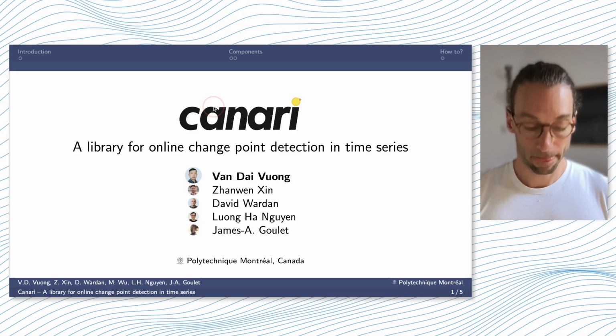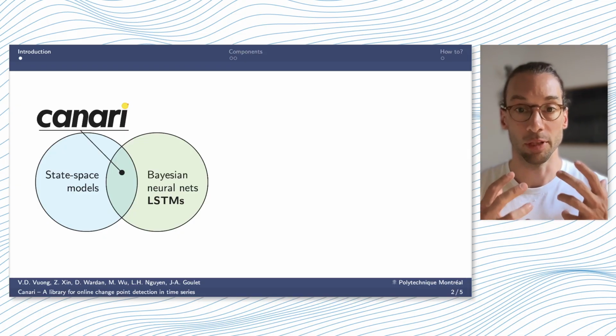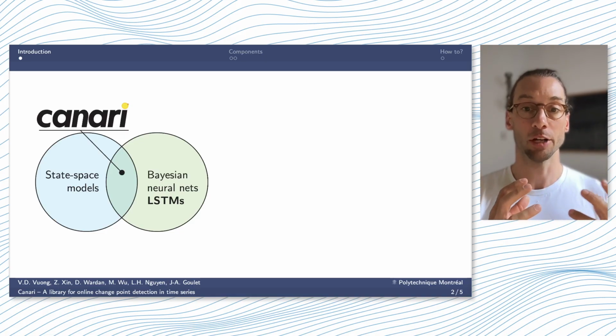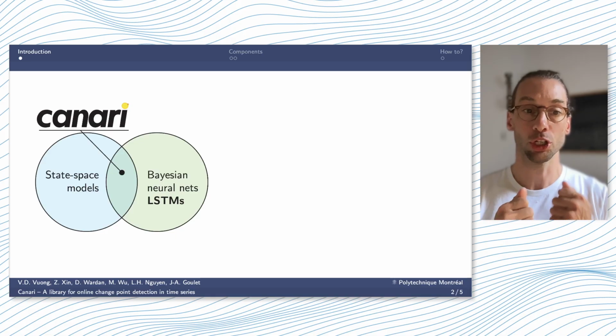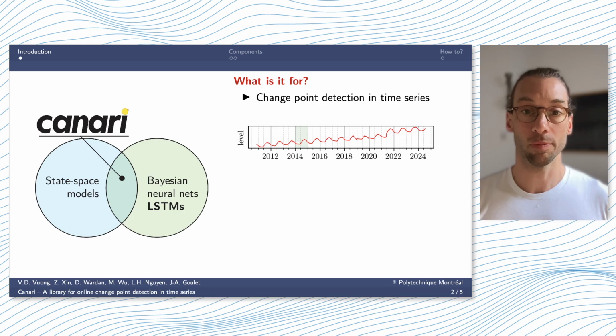So what is Canari? In terms of methodology, it's at the intersection between state-space model and Bayesian neural network using LSTM architecture. So what is it for? It is for online change point detection in time series.